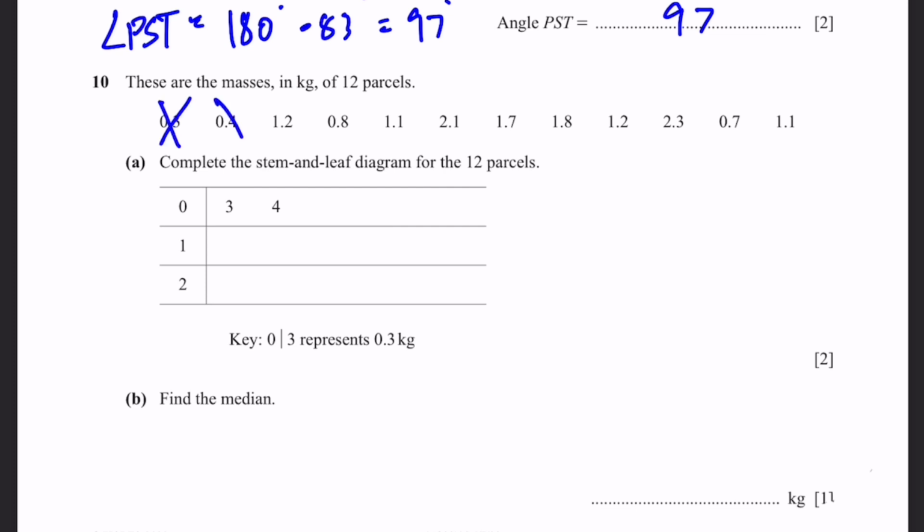These two are already done. Next, are there any more starting with 0, which means 0 point something? Yes, there are two more, which are 0.7 and 0.8, which I shall cross out now and fill in the numbers 7 and 8, since they are the second digit or the decimal place in the number here. So 0|7 is 0.7 and 0|8 is 0.8.